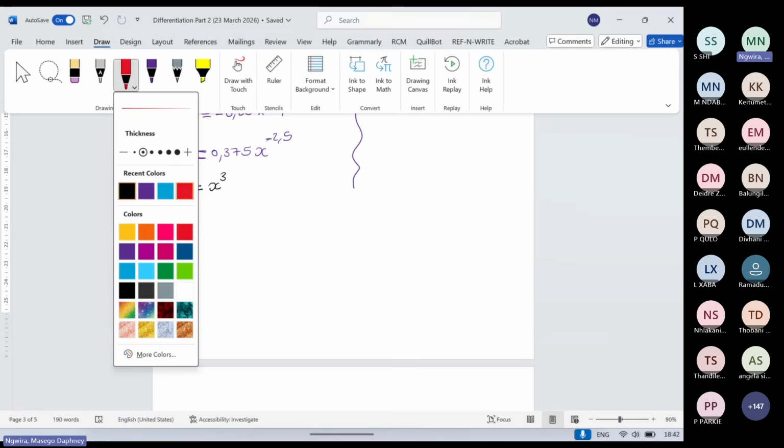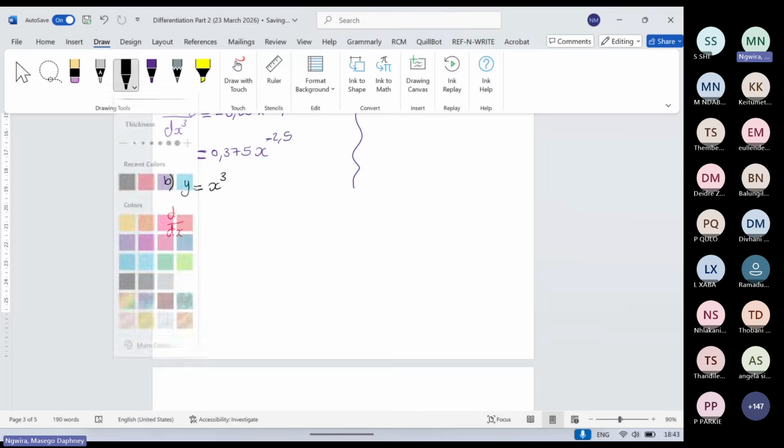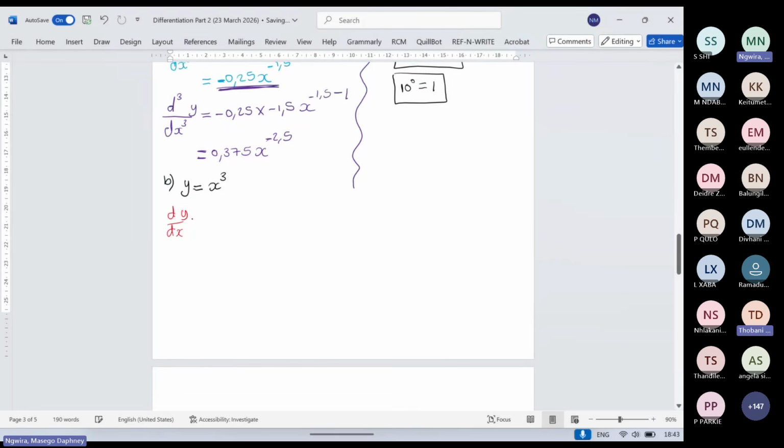The first derivative of this one is going to be dy over dx. Let me write my y in black. I am deriving my y for the first time. Even if you write f, it's fine. You don't have to write the y or the dy dx. When I derive, I said I'm going to do it the longest way so that you understand. It's going to be 3 times x to the power of 3 minus 1, n minus 1. This is going to be 3x squared.